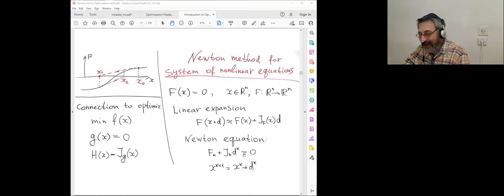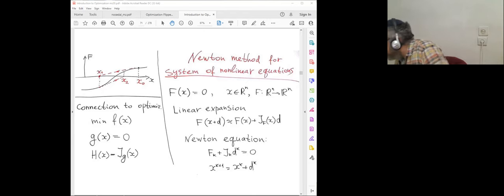Unfortunately, I didn't write the system explicitly. It's very similar to Newton. Maybe I will do it now. Annotate. So you say that here we have a system.